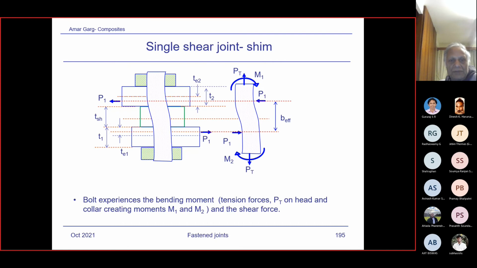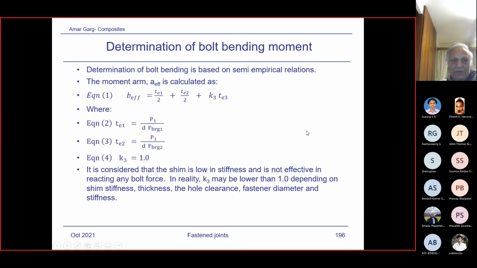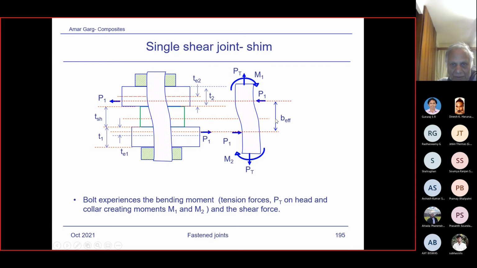All right, so I've defined over here, say this is my effective thickness now, and this is my effective thickness over here, and this is the shim thickness. So we'll write the equations now for general with the shim. So determination of bolt bending is based on the semi-empirical relation. B effective now. What is B effective? This is our B effective.